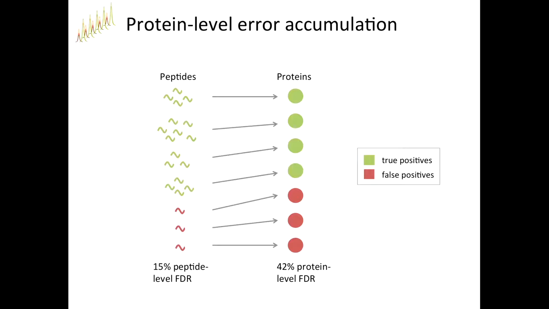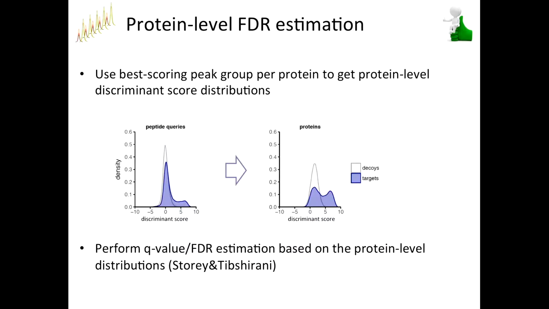And this is something that you need to be specifically aware of if you use such large libraries. And for this, we have now, in this new version of PyProphet, implemented a protein level-based FDR estimation. And the way that this is done is basically by taking the best scoring peak group per protein to get a surrogate for a protein level discriminant score distribution. And you can see this basically down here.